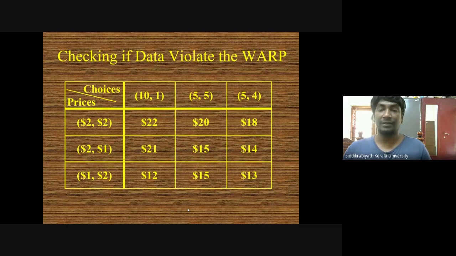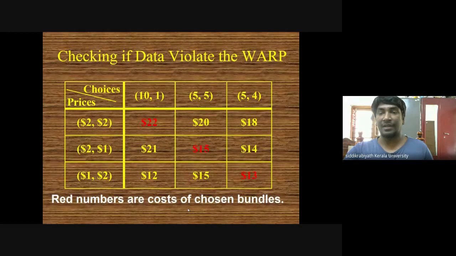Then you have a 2-1 relation, then again you have 21, 15, 14, and then you have 12, 15, and 13. So this is actually the data which we had constructed. Now red numbers are cost of chosen bundle. So this is actually the kind of choice bundle in that sense. So you have a cost which is actually for the first 22, for the second 15, then the other one you have the diagonal choice. So this was 30. Okay.